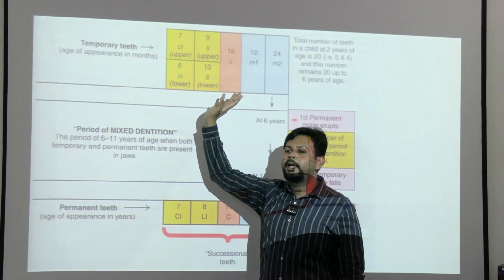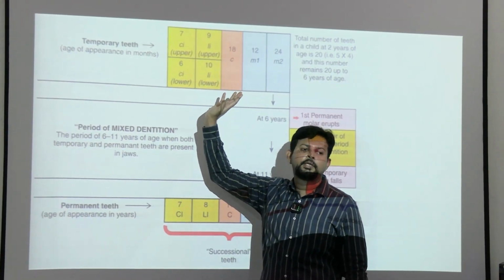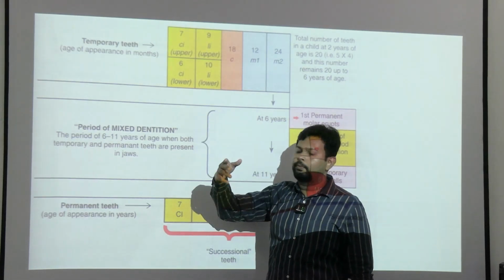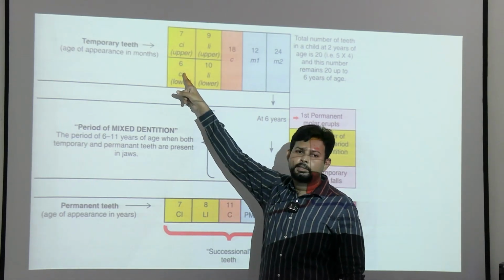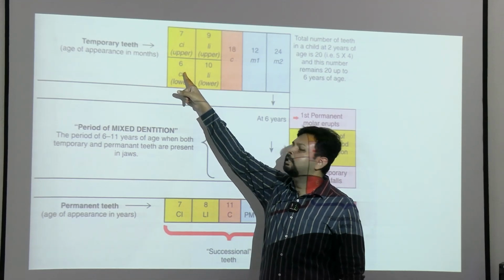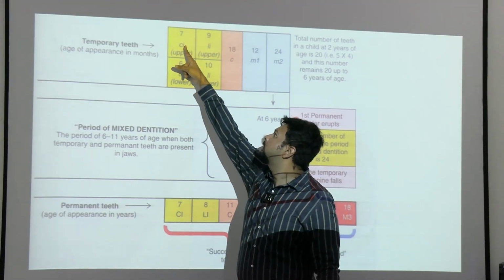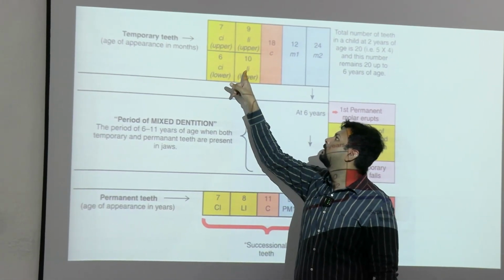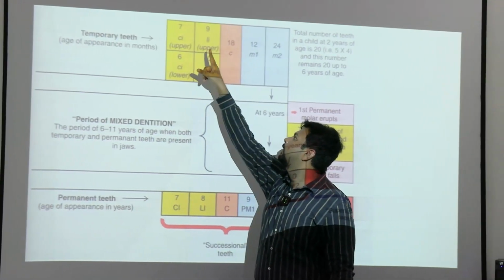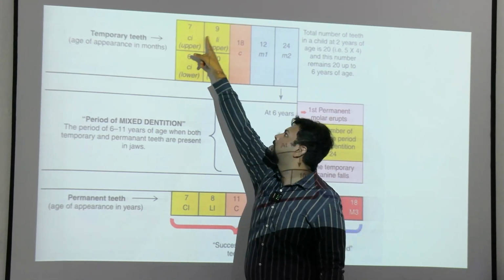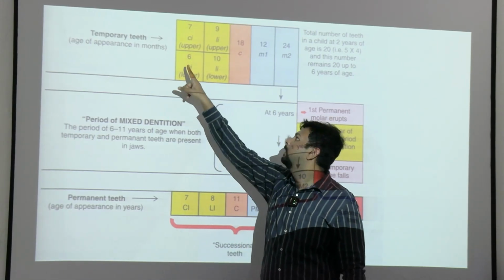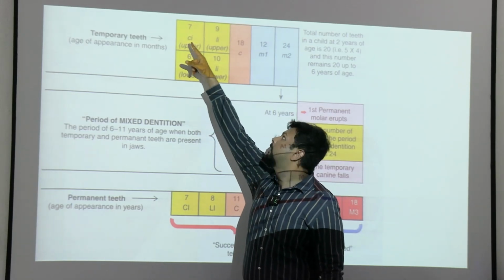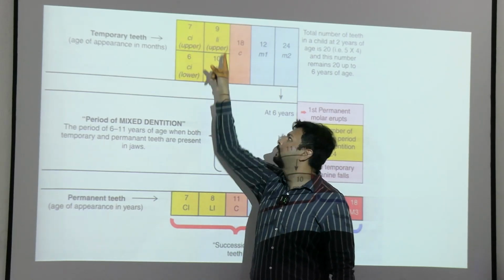So what would be the age of eruption of temporary teeth? Very simple to memorize. I will show you how. 6 months, 6 is for months. 6 months, 7 months, this would be 8, 9, no problem, and 10. 6, 7, 9, 10. This order. Very easy to know. Central incisor, lower erupts first, then the upper, then the lateral, this way. 6, 7, 9, 10.